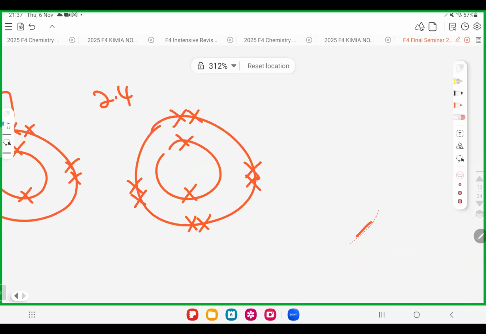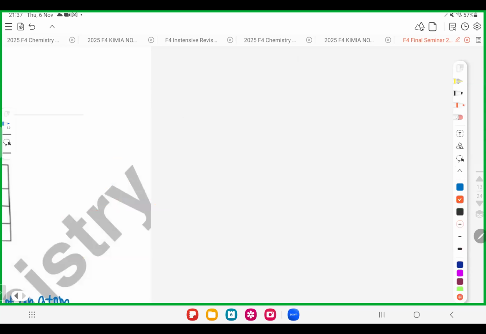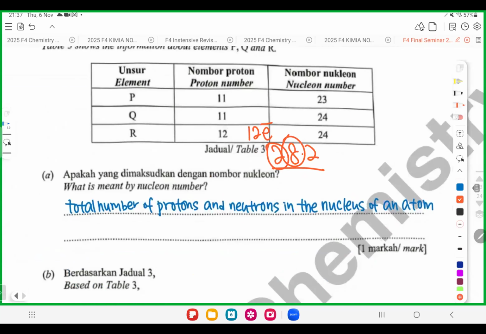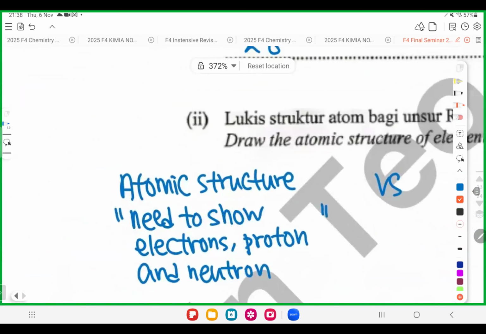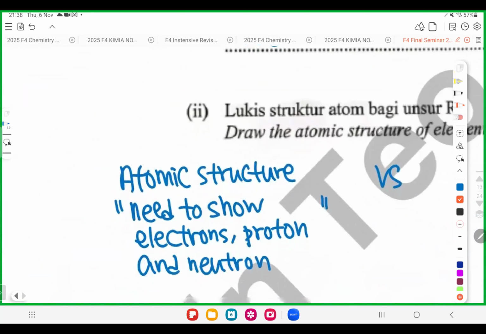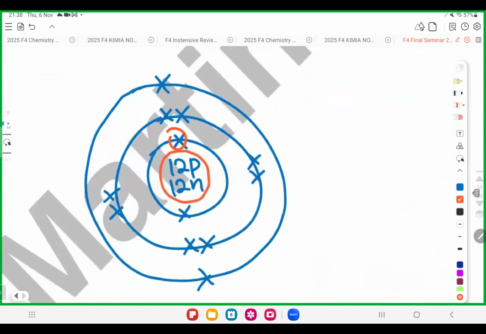Now, when you want to draw electron arrangement and atomic structure, they are not the same. For atomic structure, you need to show the electrons, the protons, and the neutrons. For example, the atomic structure needs to show 2.8.2, all the electrons. You need to draw another circle. This circle is the nucleus. Don't do shading on the nucleus. Some schools teach you to do shading. Don't ever do that. Never shade your nucleus, please.